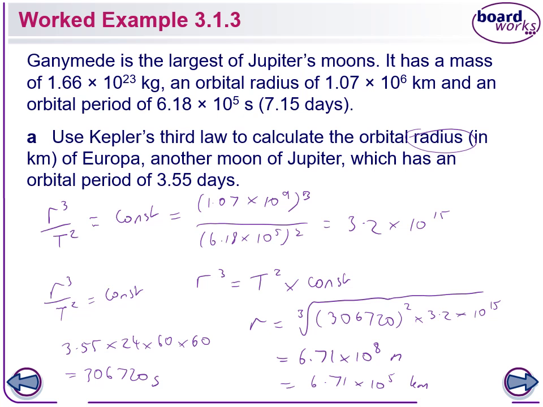Okay, but the thing to remember here is just any two objects or any two satellites of a central mass, this r cubed on t squared is going to be a constant.